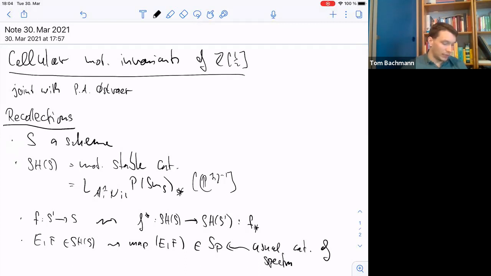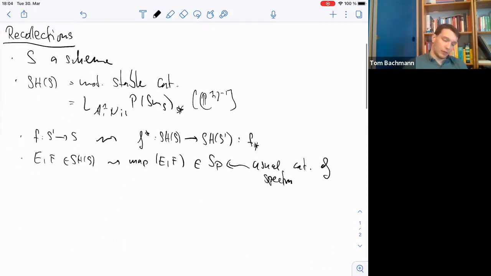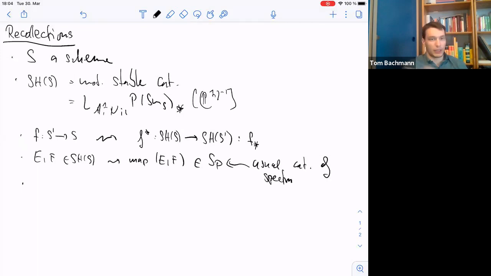What else do we need? Okay, so this is a symmetric monoidal category. And in particular, there's the unit. I'm going to write 1 for the unit, and sometimes, if it's not clear, I'm going to write 1_S to make it clear which my base scheme is. Okay, what else do we want?